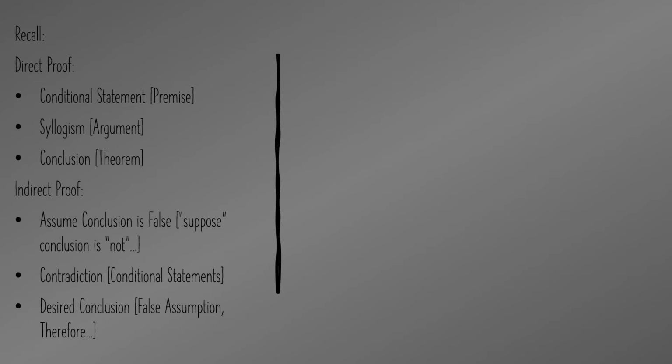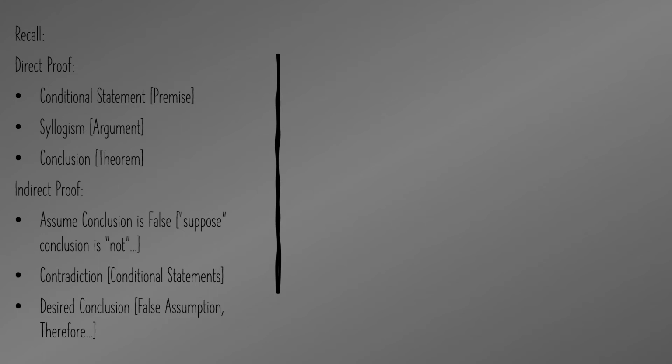Now recall from previous lessons studying direct and indirect proofs. For a direct proof, it's pretty straightforward. We're going to develop a series of conditional statements. We're going to put those together in a syllogism where they go from one statement to the next. And finally, when we discover a conclusion, we can say that this is a theorem.